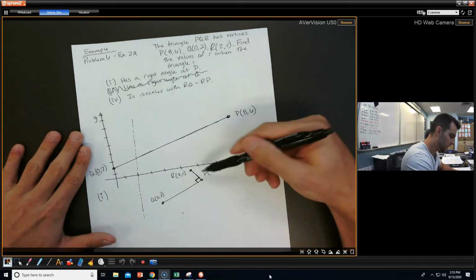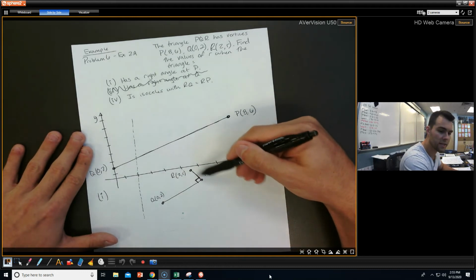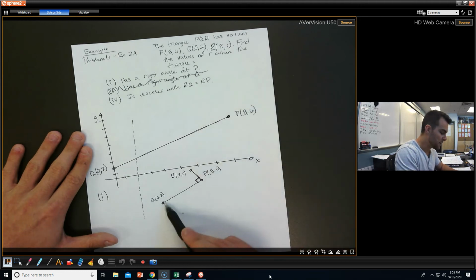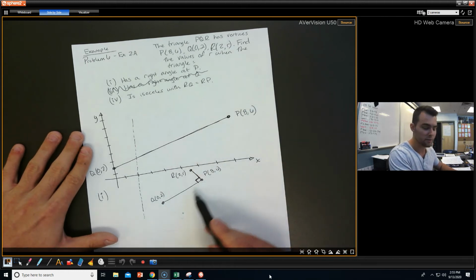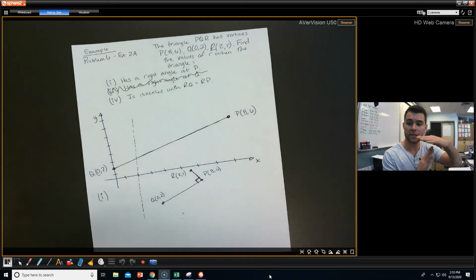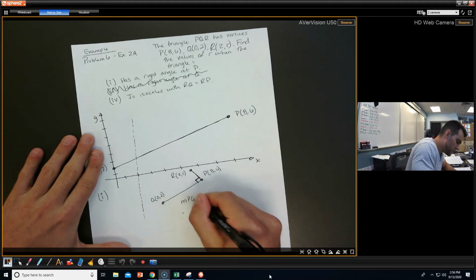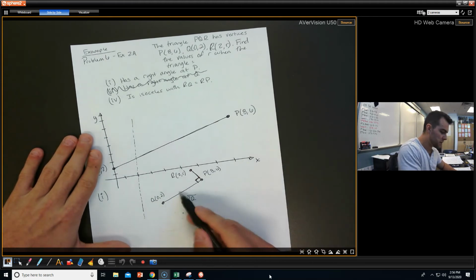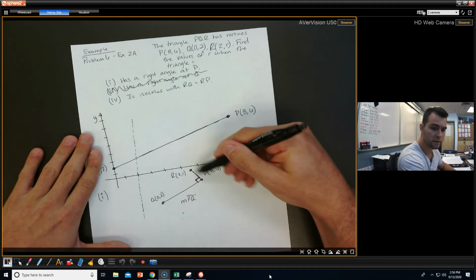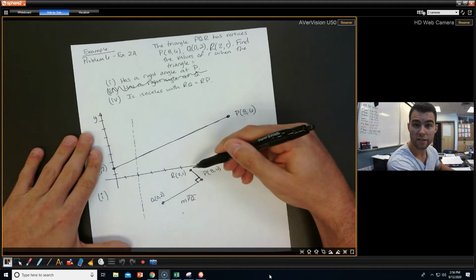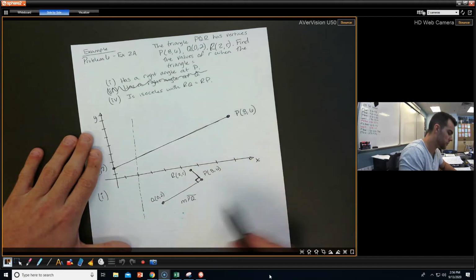Now that I know that there's going to be a right angle here, what do I know about gradients and right angles? Well, if two gradients are perpendicular to each other, that means they're opposite reciprocals. So if I find the slope of PQ, I know the slope between P and R is going to be perpendicular, or opposite reciprocal, to that. So let's go through the steps.